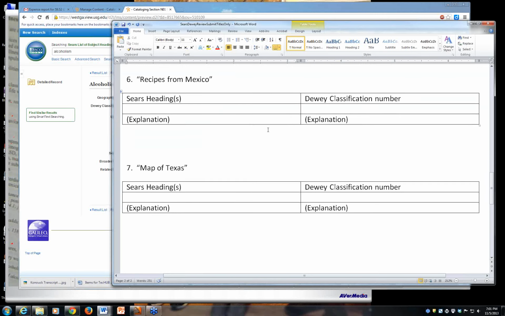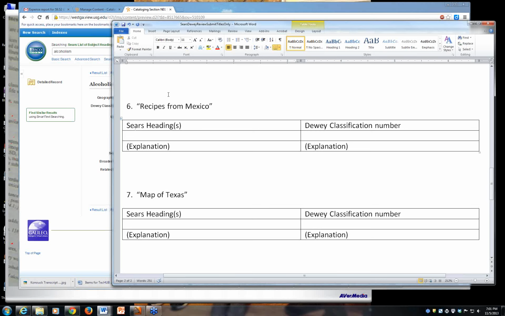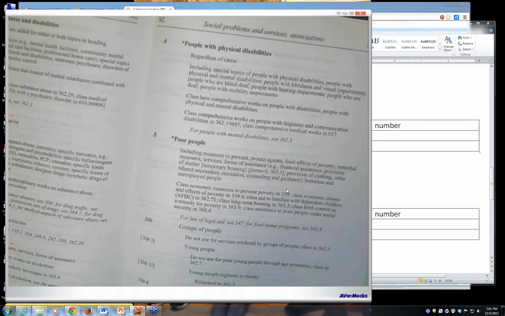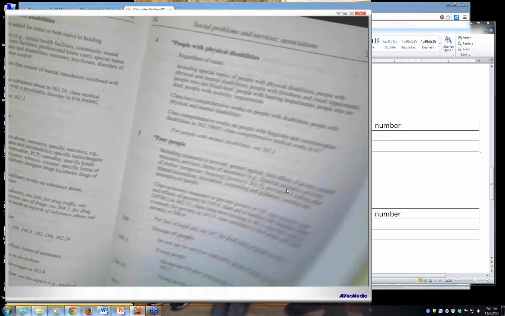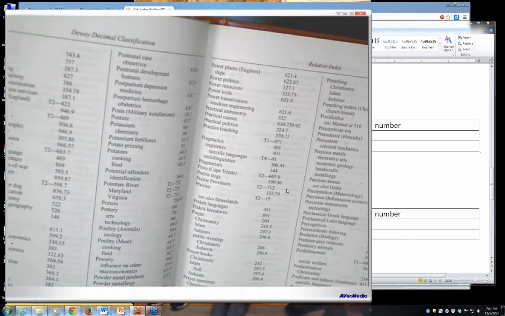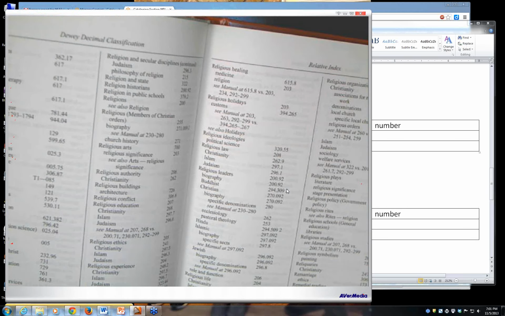Okay, any questions? You guys are being mighty silent. I hope this is making sense to you and not being confusing. Let's take one last one, the recipes for Mexico, and then we'll discuss if you guys need any more examples. Okay, recipes from Mexico. Back we go to the relative index. And we'll start with recipes. We've done some of these before.